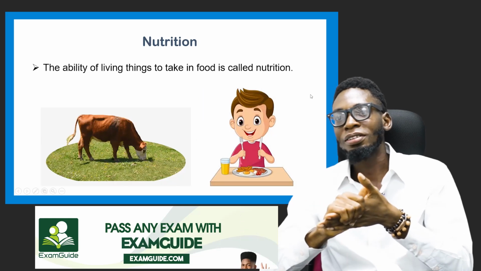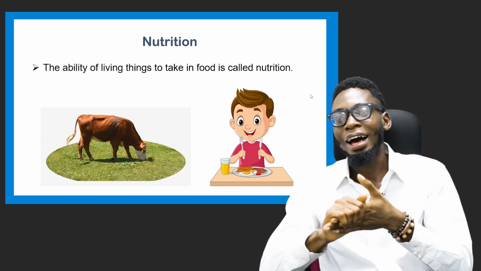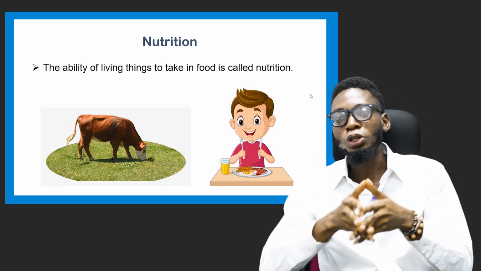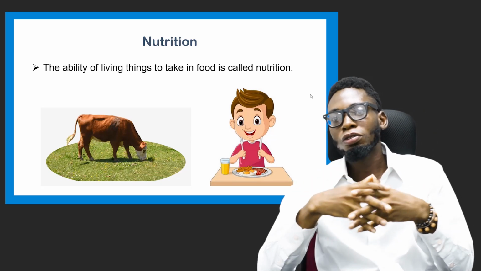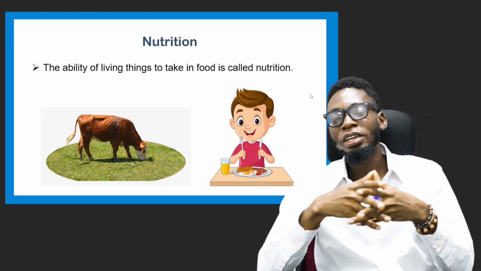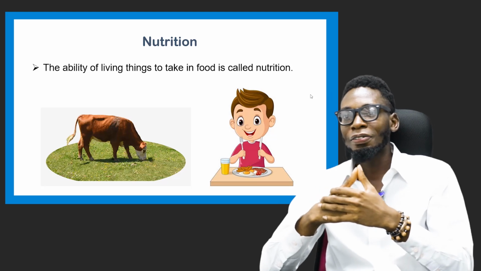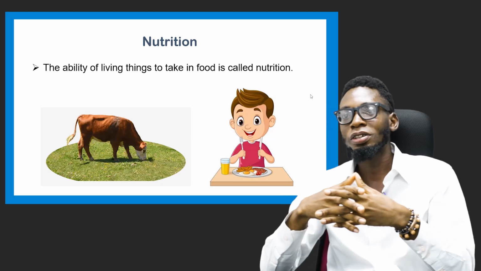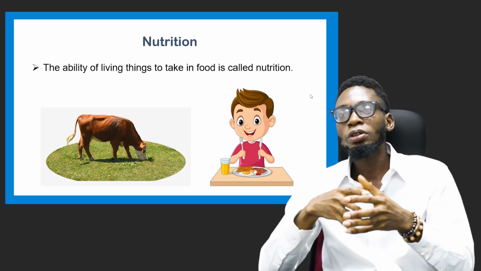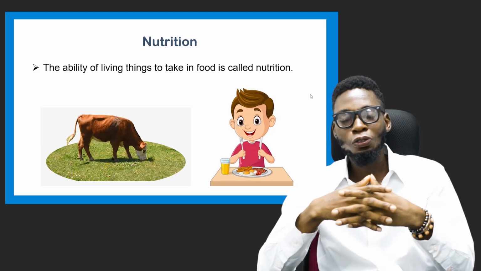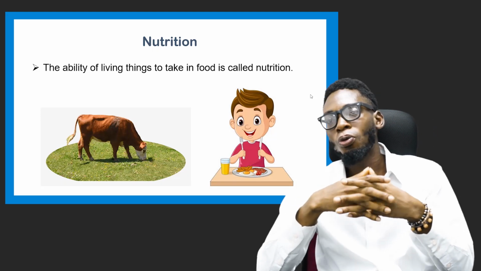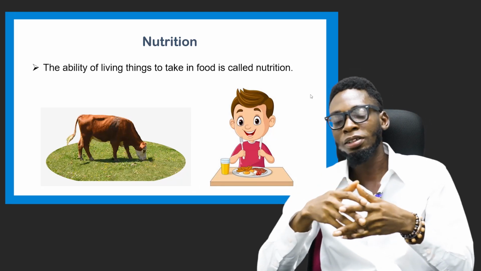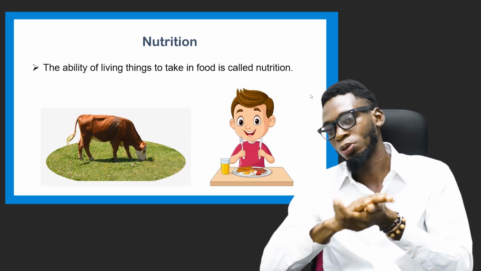The next one in Mr. Niger Call is N, and the N stands for nutrition. If you don't want to call it nutrition, you call it feeding. Now, nutrition is the ability of living things to take in food. Living things need food for various reasons. One of these reasons is for growth. Food is the basis for growth. Without food, living things will not grow well. Also, food is needed to replace some worn-out tissues.